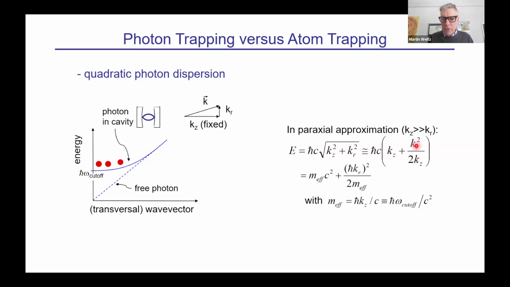It turns out that the wave vector along the cavity axis is conserved during the thermalization because that's tied to the low-frequency cutoff.